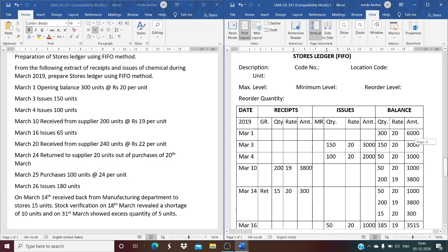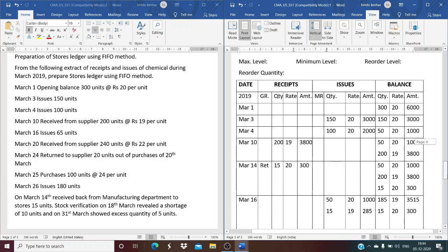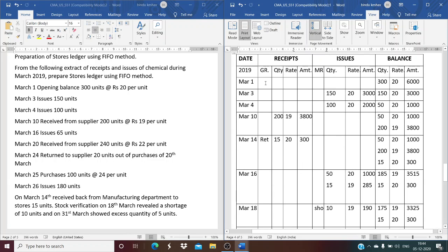Stores ledger, FIFO method. The columns are date, receipts, issue and balance. In receipts column, we have goods received note number, quantity, rate, amount. In issues column, material requisition number or stores requisition number, quantity, rate, amount. The balance, we have quantity, rate and amount. 2019, March 1st. Now, opening balance 300 units at rupees 20 per unit. So, in the balance column, quantity we have written 300, rate 20, amount is rupees 6,000.